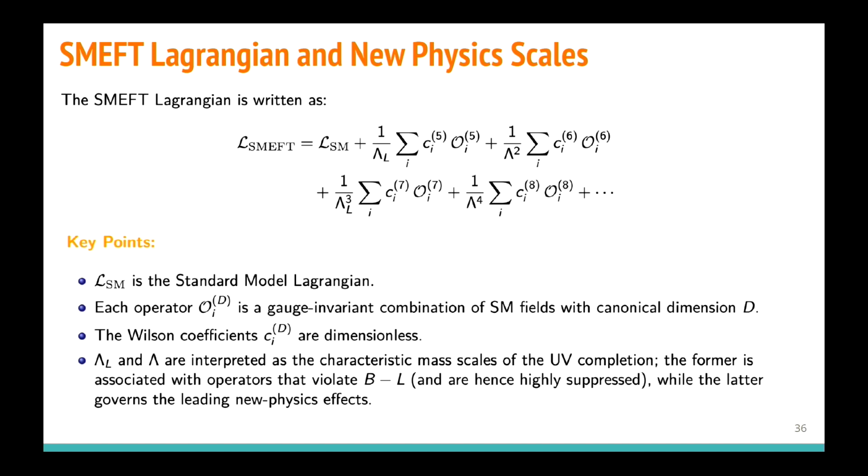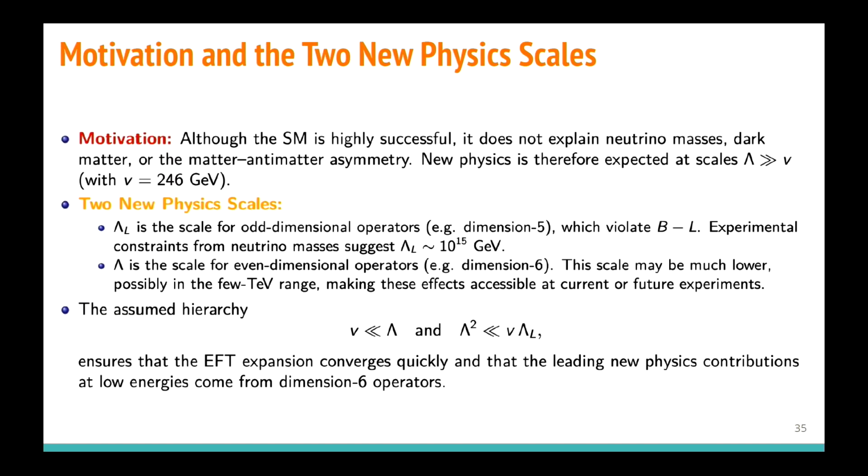Just go back to the previous slide. Yes, one expansion parameter will be V by lambda, and another will be lambda squared by V lambda L, which is a product of the other expansion. Exactly.